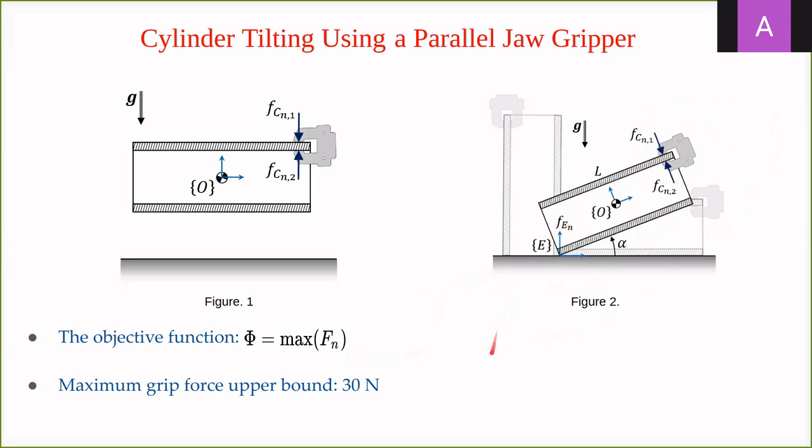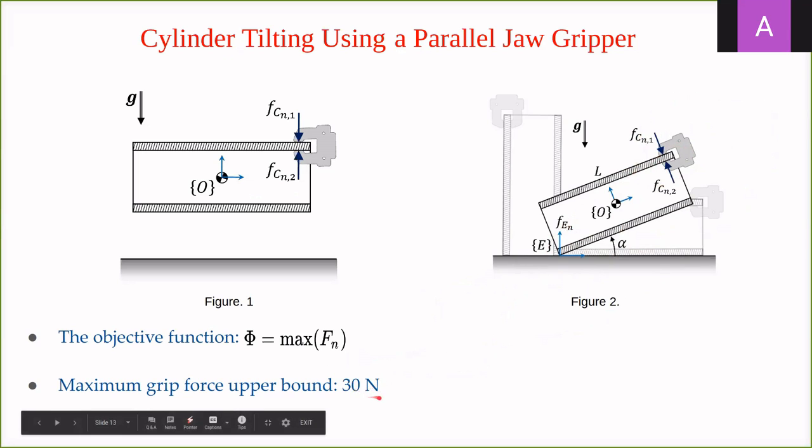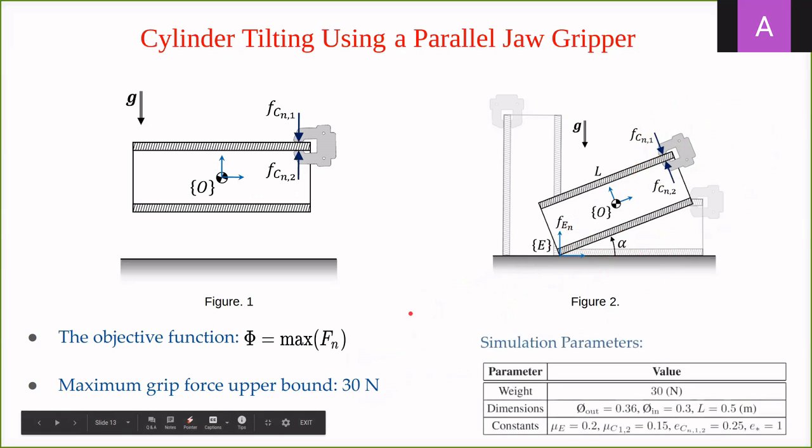There is also a restriction on the maximum grip force which can be exerted by the parallel jaw gripper at the contact point in the normal direction. The simulation parameters have been described in this table at the bottom.